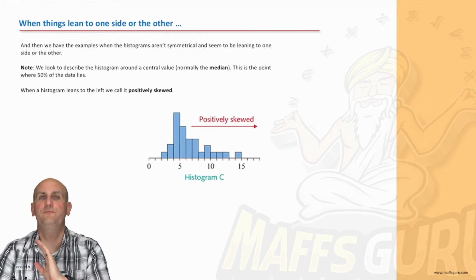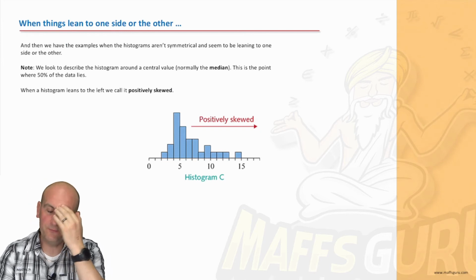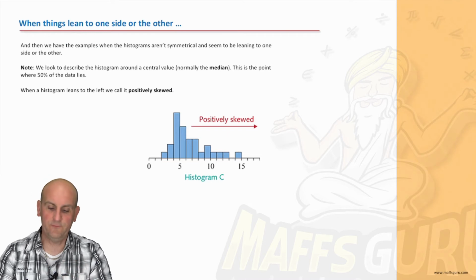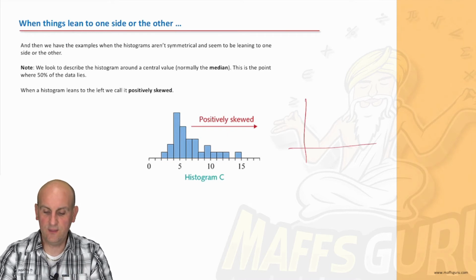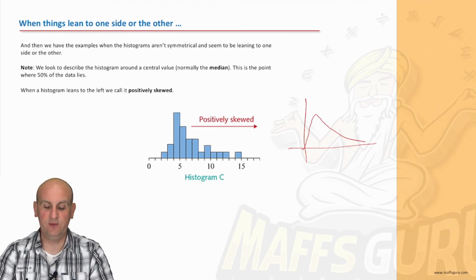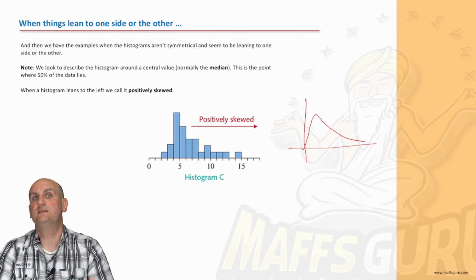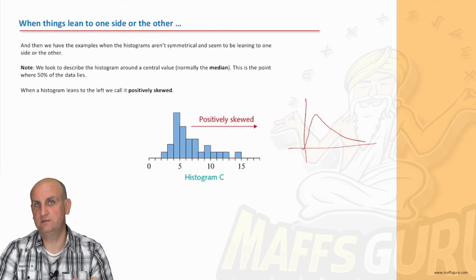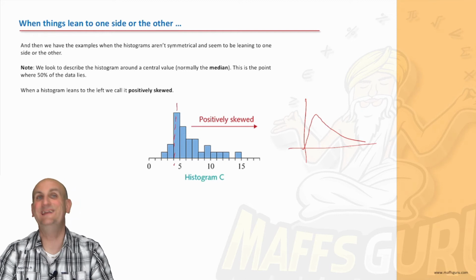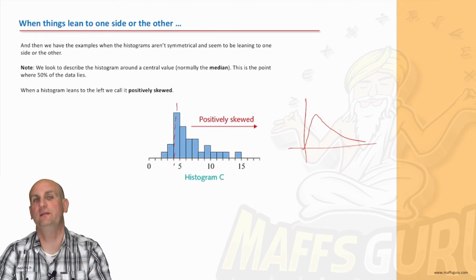What about if the graph is sort of leaning to one side? And I so desperately want to sing Leaning on a Lamppost, but that would be sad, and I won't do it, yeah? Well, basically, we can have graphs that seem to lean either more to the left or more to the right. One of the examples here is histogram C. That's seemingly leaning more to the left. Now, that's definitely not symmetrical. All right, there's no way in God's earth you can tell me that's symmetrical.